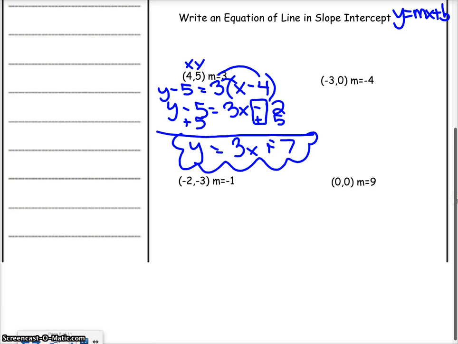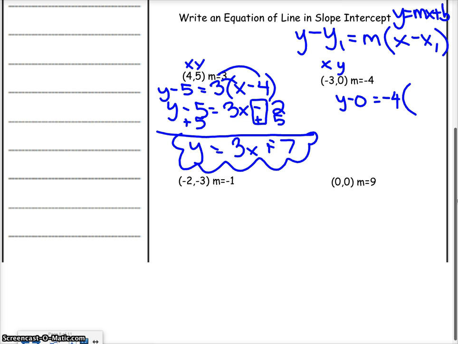Okay, so first step, point slope, x, y. Just remember, point slope is y minus the y you're given is equal to your slope times x minus the x you're given. That's always what I use at first. So y minus the y I'm given, 0, is equal to my slope, negative 4, times x minus the x I'm given. Minus a negative would turn it to plus 3.